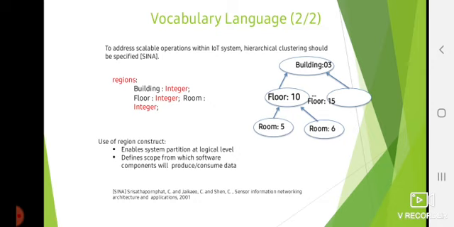It consists of building, floor, and rooms. Using the region construct, the same model can be constructed. It enables system partition at the logic level and defines the scope from which software and components will produce or consume data.